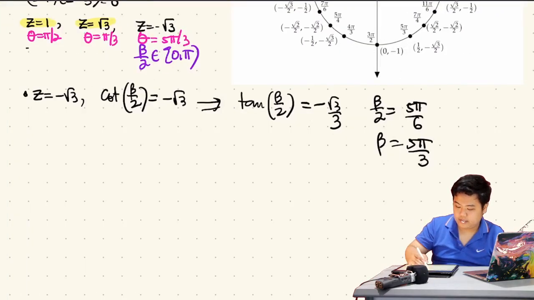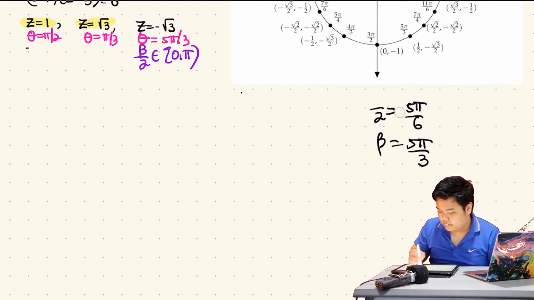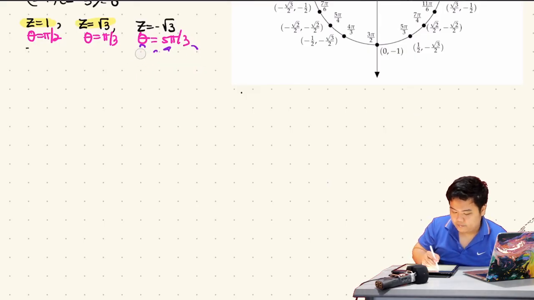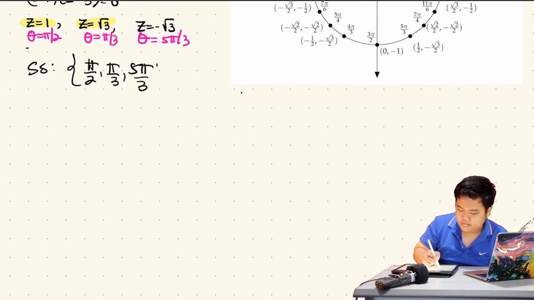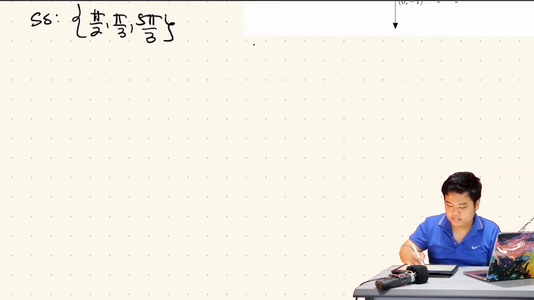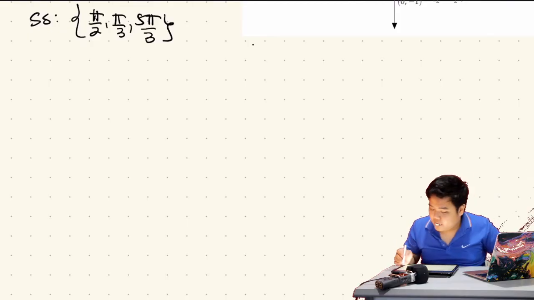Okay, so, let us erase. Although, pag ginagawa niyo yung solution niyo, hindi niyo kailangan burahin yung mga binubura ko. Binubura ko lang kasi wala akong space. So, the solution set is, just collect all of them at ilagay sa loob ng set. Pi over 2, pi over 3, 5 pi over 3.